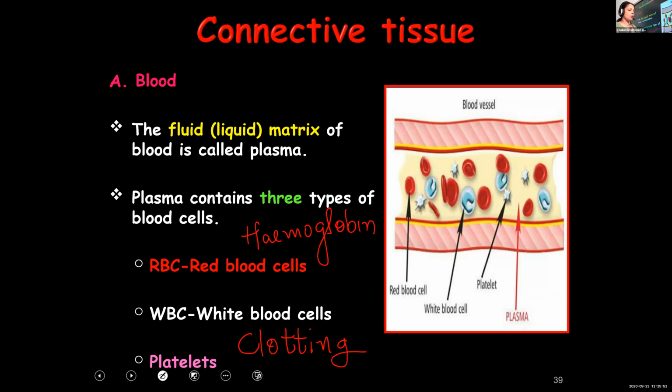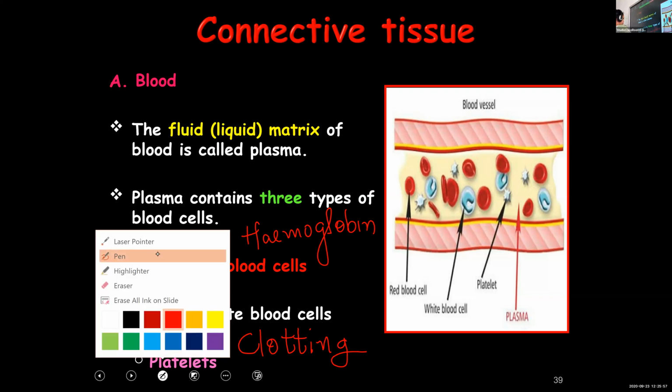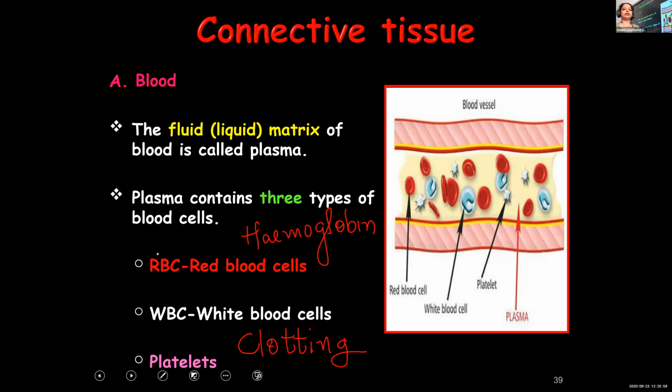Okay. Once again, we will repeat. We learned about the first type of connective tissue. What do you call the first type of connective tissue? Blood. What type of connective tissue? It's a fluid connective tissue. Why do you call it a fluid connective tissue? Because it is having a fluid matrix. What do you call the fluid matrix of blood? Plasma. And scattered in the plasma, there are 3 types of cells: RBC or red blood cells, WBC, white blood cells, and blood platelets.